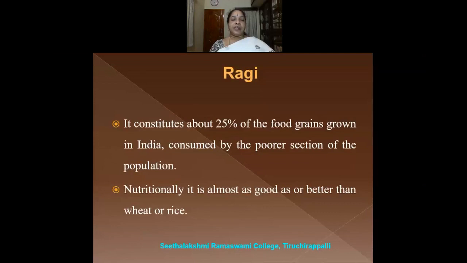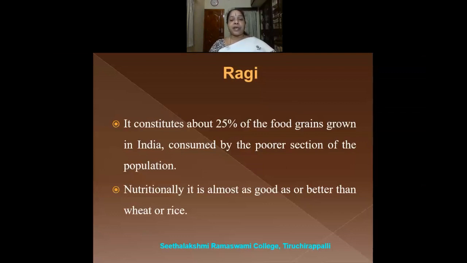Ragi is a very nutritious millet. It constitutes about 25% of the food grains grown in India, and it is consumed generally by the poorer section of the population. So people who are poor, who have a low socio-economic status, generally consume ragi because it is cheaply available.